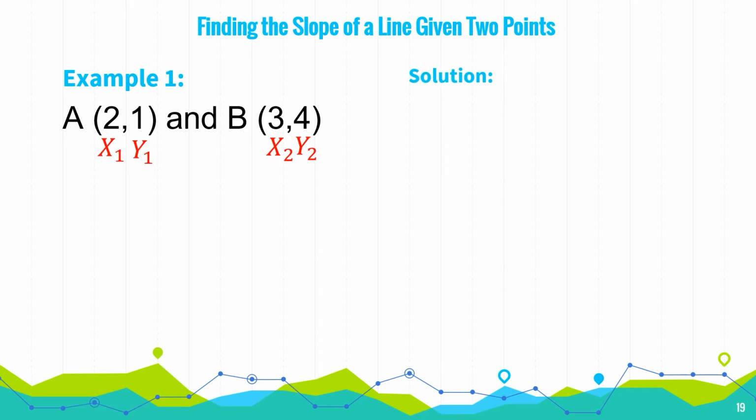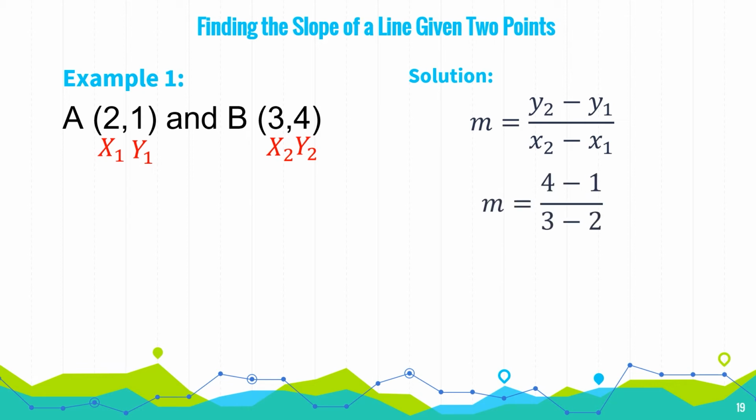Our formula is slope is equal to y sub 2 minus y sub 1 over x sub 2 minus x sub 1. Substitute in the formula. We have 4 minus 1 over 3 minus 2. Simplifying, 4 minus 1 is 3 and 3 minus 2 is 1. 3 divided by 1 is 3. Therefore, the slope is 3.